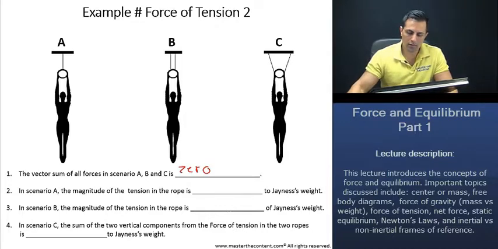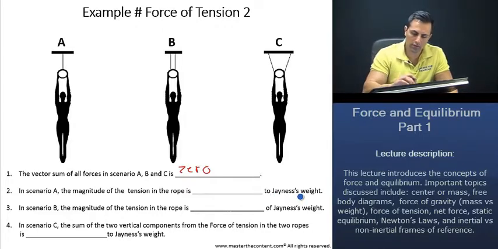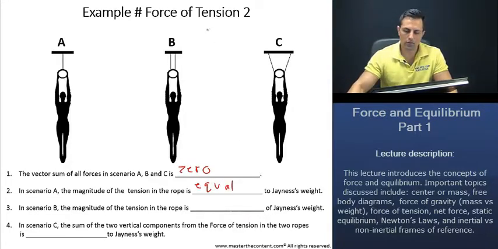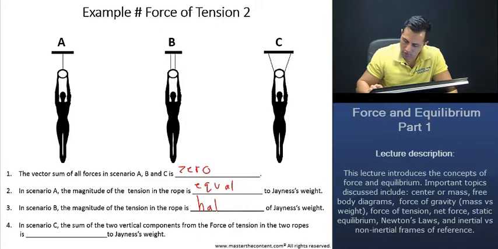Wonderful. Now, how about the second question? In scenario A, the magnitude of the tension in this rope is going to be what to Janus's weight? Well, that's just going to be equal to Janus's weight. Now, let's move on to the next question. In scenario B, the magnitude of the tension in the rope is what of Janus's weight? Well, in scenario B, it's actually going to be half of Janus's weight.